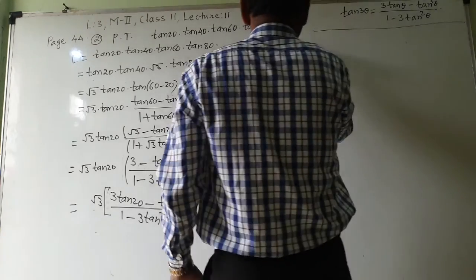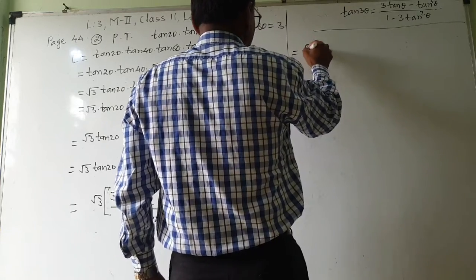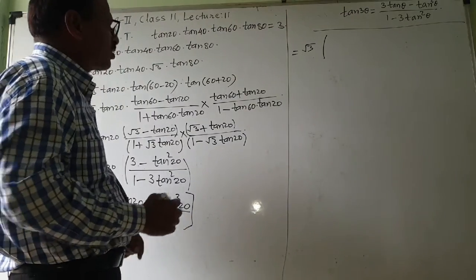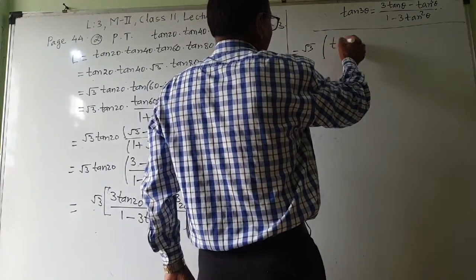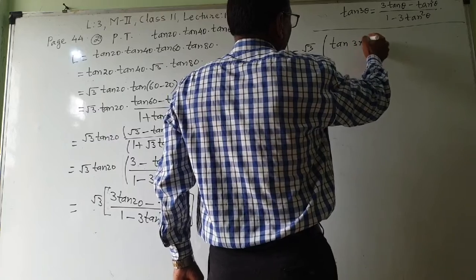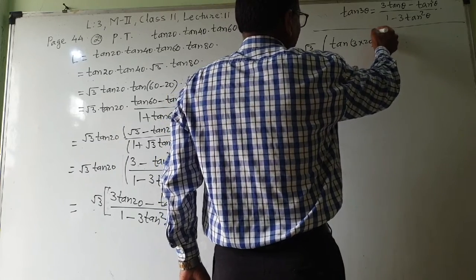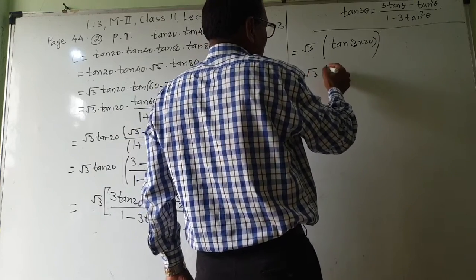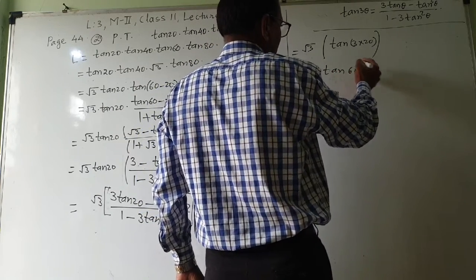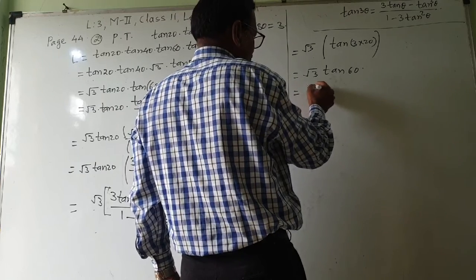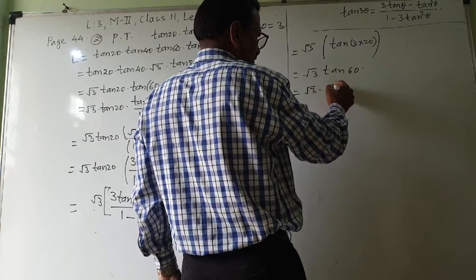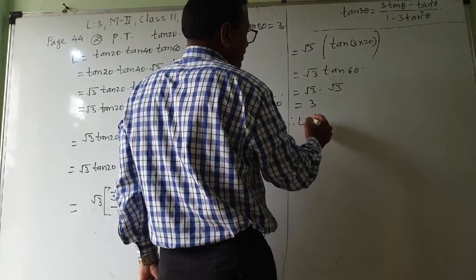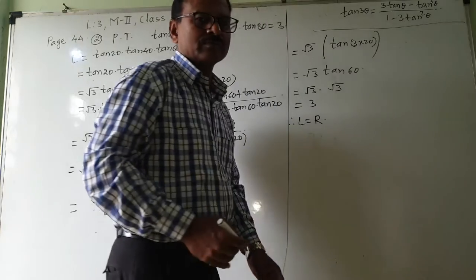So this is equal to root 3 into the expansion of tan 3 theta, meaning tan of 3 into 20, which is tan 3 theta. So that is equal to root 3 into tan 60. And the value of tan 60 is root 3. Root 3 into root 3 is 3. Therefore, LHS equal to RHS.